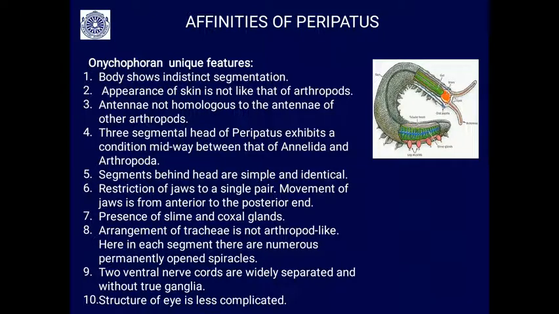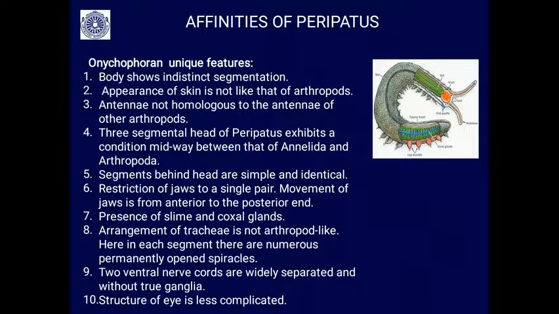The segmentation behind the head is simple and identical. There is a restriction of jaws to a single pair, a single pair of jaws, and the movement of jaws is from the anterior to the posterior end. So all these are unique features. The slime or coxal gland is used as a defensive and offensive structure. The arrangement of trachea is not like the arthropoda type. You can see the permanently open spiracles. In arthropoda, the spiracles can open and close, as there is a valve. Here they are permanently open.